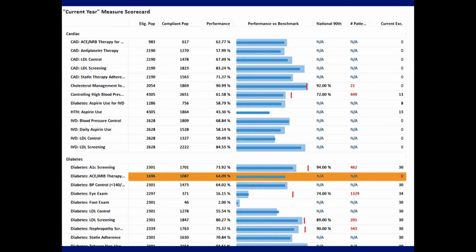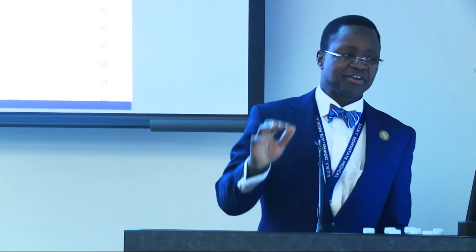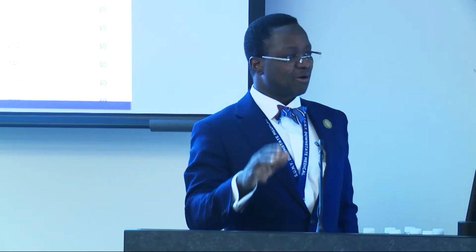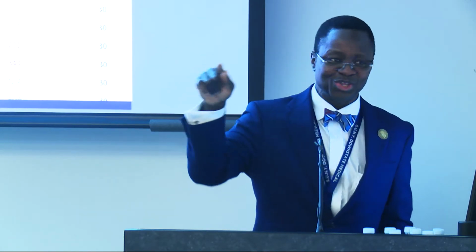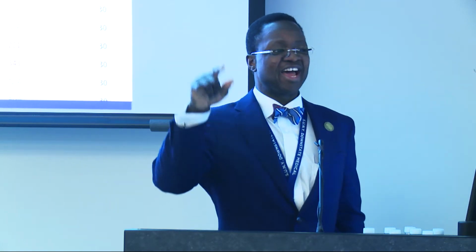Let's look at this example, for instance. In this practice, 67% of the patients who had heart disease had the bad cholesterol controlled, which means that 33% of the population did not have their bad cholesterol controlled. So the job of the system is to design a system that identifies those 33% of people and brings down the LDL.